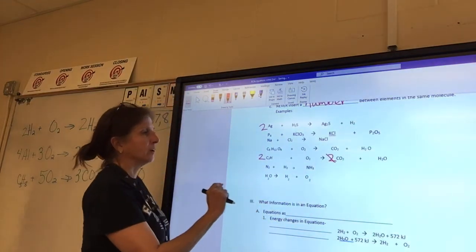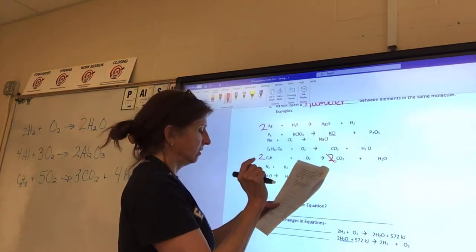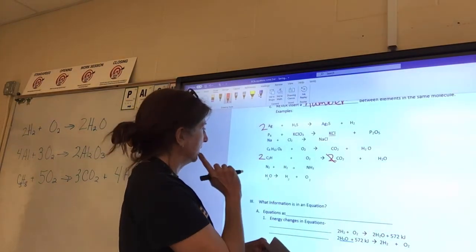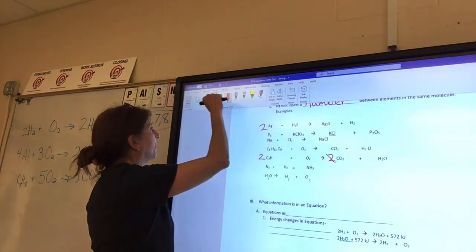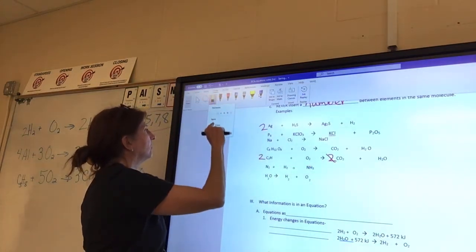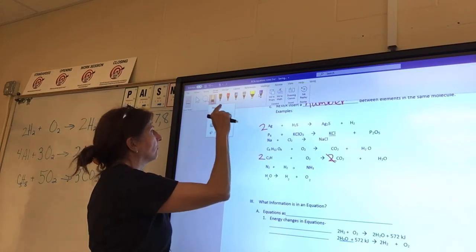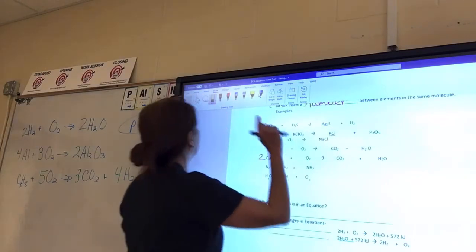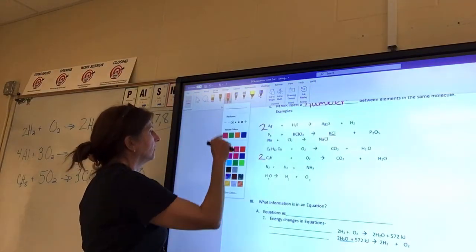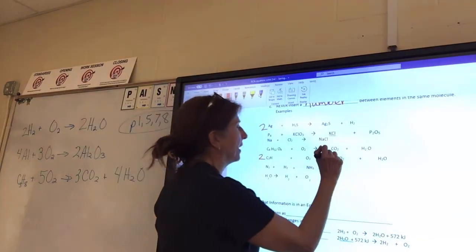It messed this up. So now 2 times 2 is 4, so I need to make that 4. So I'm going to use my eraser. Let's see how that one works. And that's why you do these in pencil, so you can erase. Okay, so now I'm going to make this one 4.